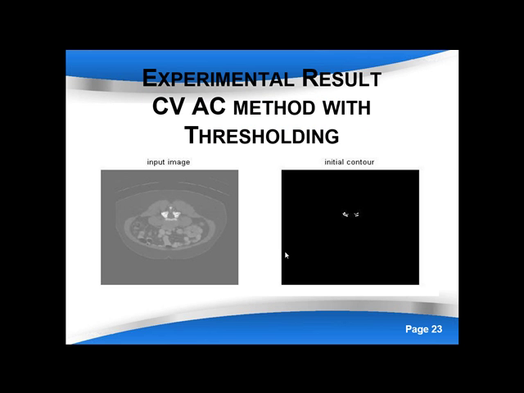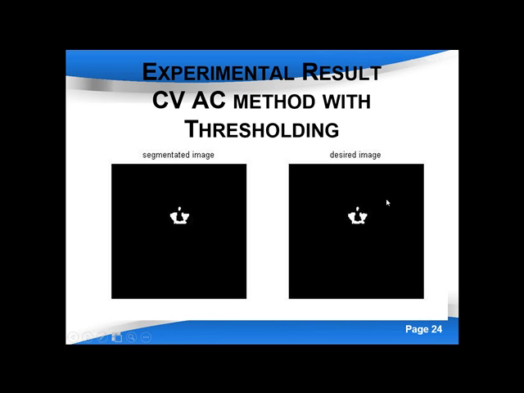We segmented 2 images using this method. This is the input image. We have to eliminate the fake edge, because the Chan-Vese Active Contour method we are using can only detect 2 layers. If we use Chan-Vese multi-phase active contour, this step is not needed anymore. And this is our initial contour, and this is the segmented image and the desired image. You can see that we have a good result here.